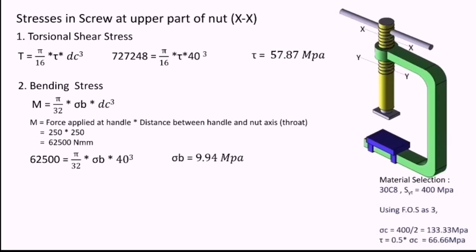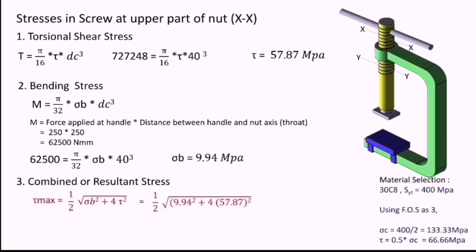Now, as that section is subjected to two stresses at the same time, I need to find out the resultant stress acting at the point. Using the maximum shear stress criterion, I will get the value of the resultant stress acting at section XX as 58.08 MPa. 58.08 MPa is less than the permissible stress, that is 66.66. Hence we can say the design is safe.